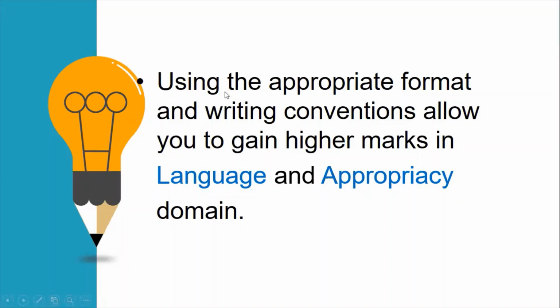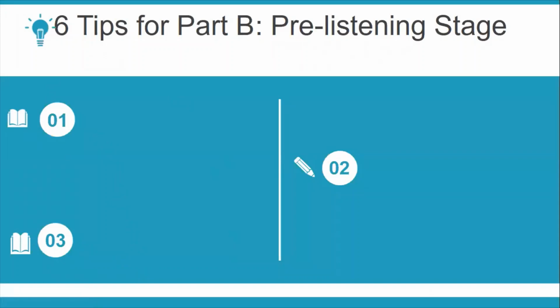Revising different kinds of text types and language conventions is very important because using the appropriate format and writing conventions allows you to gain higher marks in language and appropriacy domain. Next, I'm going to give you 6 tips for part B in pre-listening stage.